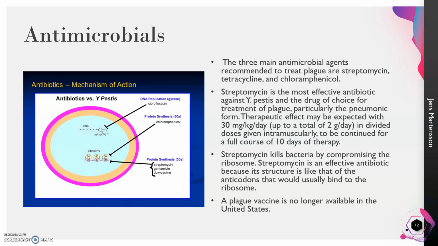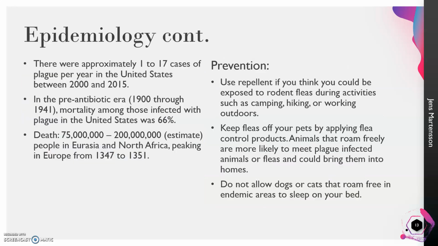There used to be a vaccine, however, it's no longer available in the United States. Now, there were approximately 1 to 17 cases of the plague per year in the United States between 2000 and 2015. In the pre-antibiotic era, 1900 through 1941, the mortality rate among those who were affected with the plague was 66%.